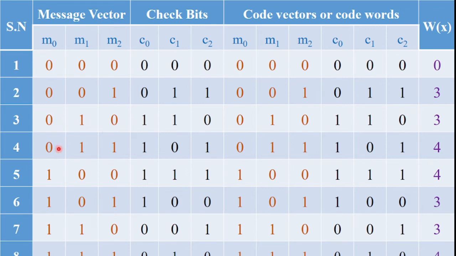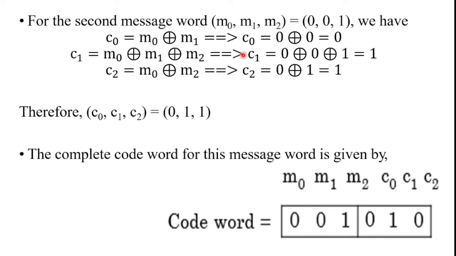And what are the remaining message vectors? 0, 1, 0, 0, 1, 1, 1, 0, 0, 1, 0, 1, 1, 1, 0, 1, 1. And what is the third message vector? 1, 1, 0, 1, 0. And what is the parity bit? First, C0 is equal to M0 exclusive or M1.